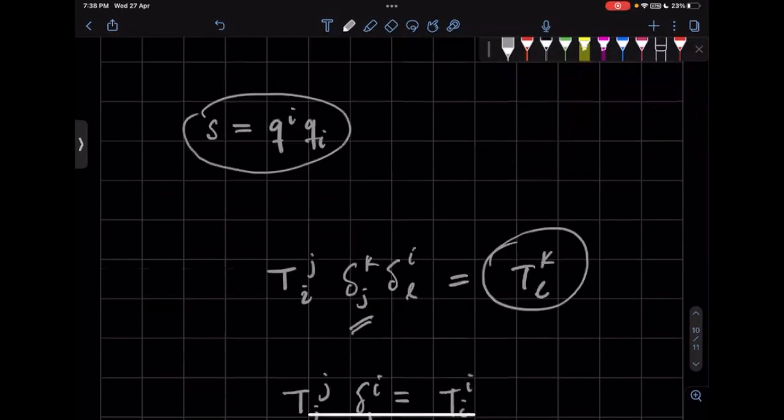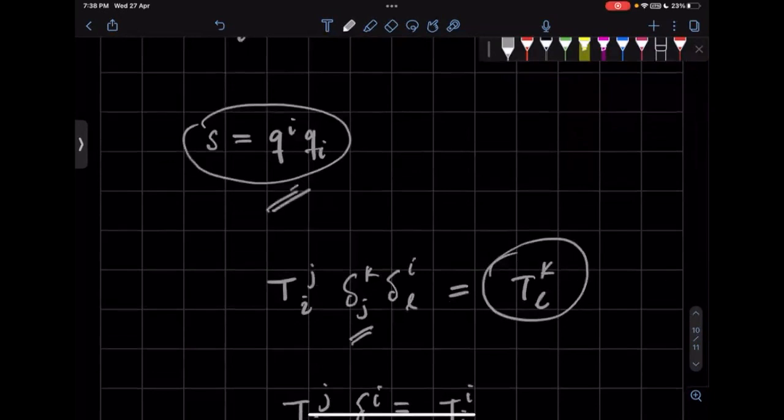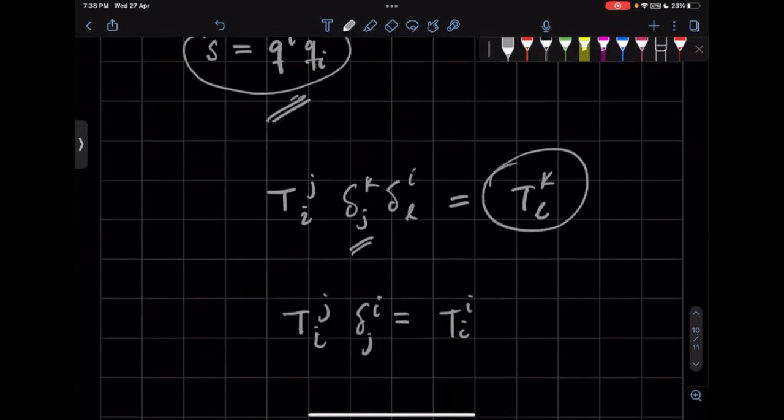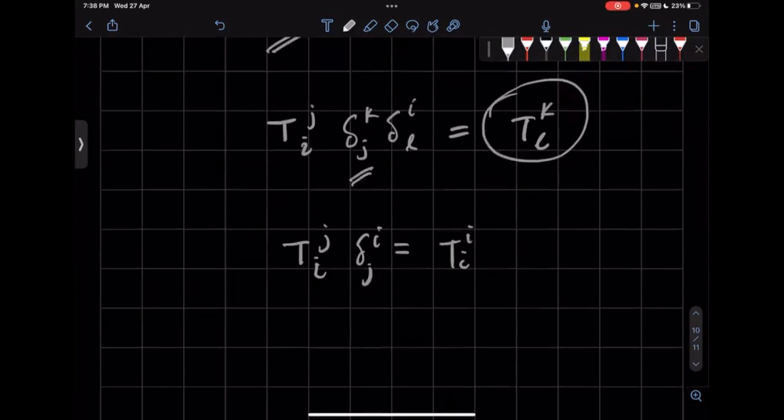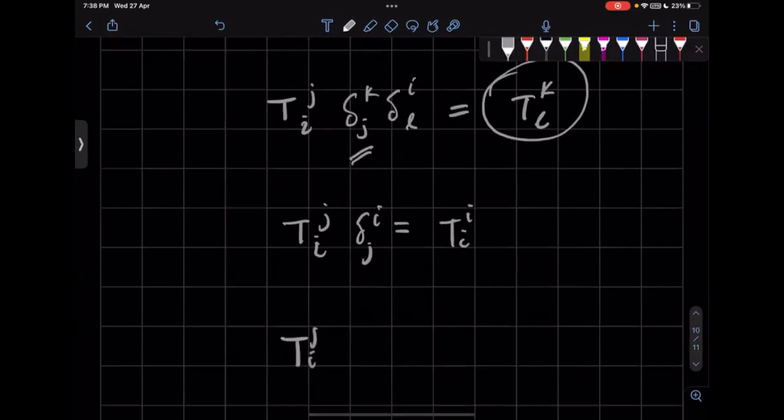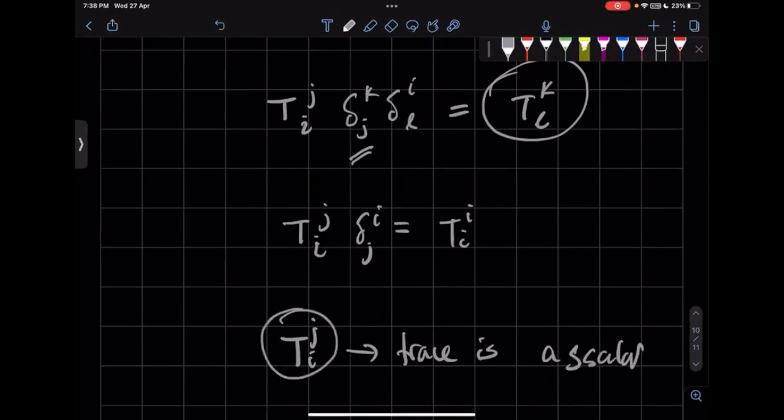And this has exactly the same index structure as this guy, so it will be a scalar. The trace of this, Tij, the trace is a scalar. So if this was not traceless, then it cannot be irreducible. Does it make sense?